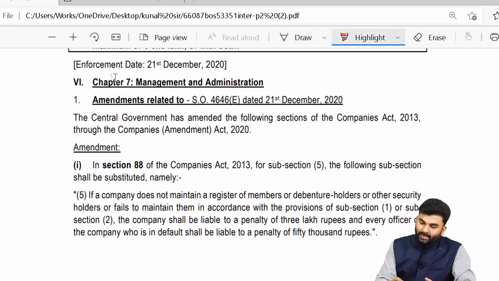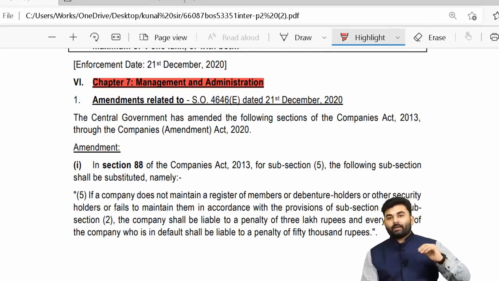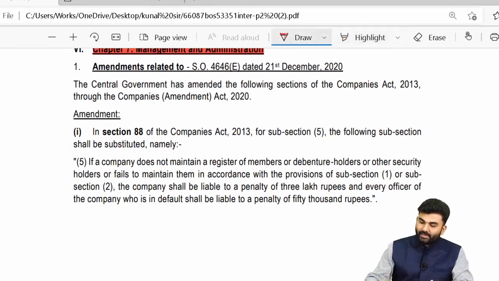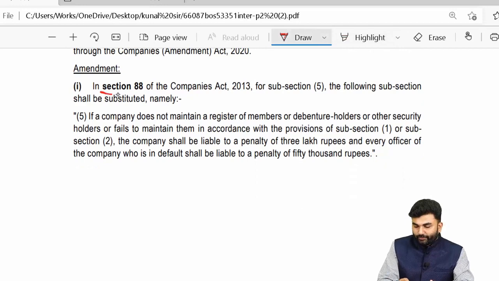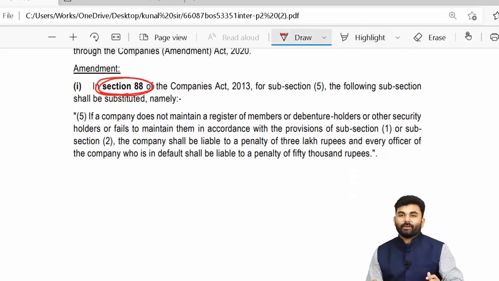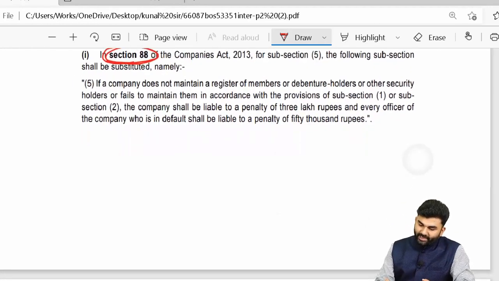Yes. The next chapter, that is chapter number 7, management and administration. There are many penalties in this chapter which have now been changed, and new penalties are being introduced. Let us see where the changes are required to be made. The very first change is required to be made in section number 88 of Companies Act 2013. Under section number 88, the penalty has been changed.